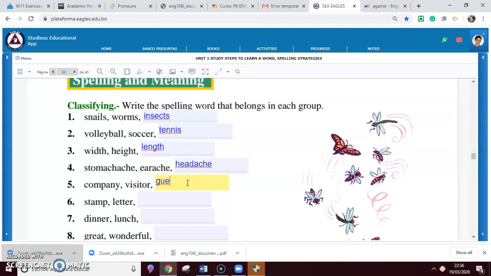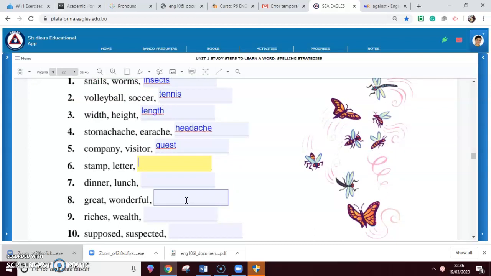Yes. Number 6, stamped letter, envelope. How about number 7? Dinner, lunch, breakfast. Number 8, great, wonderful, excellent.